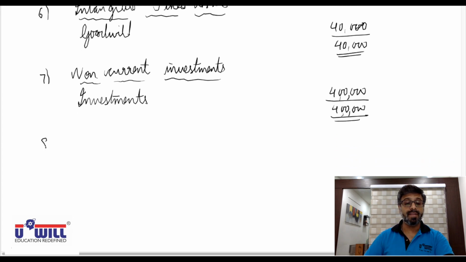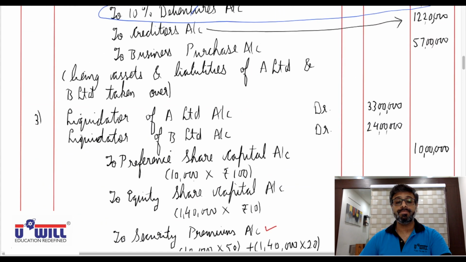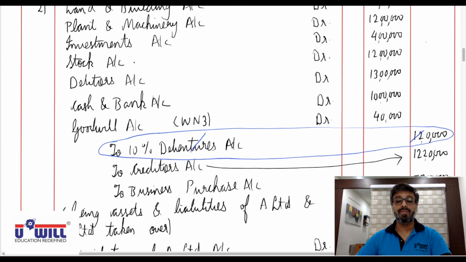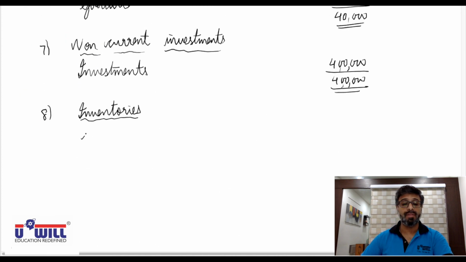Then after non-current investments, we don't have other non-current assets in long-term loans and advances. We go to current assets. We don't have current investments. Straight away in current assets, we have inventories. Inventories will include stock. So stock we have with rupees 12 lakhs. Okay, in inventories, we will have stock of 12 lakhs.